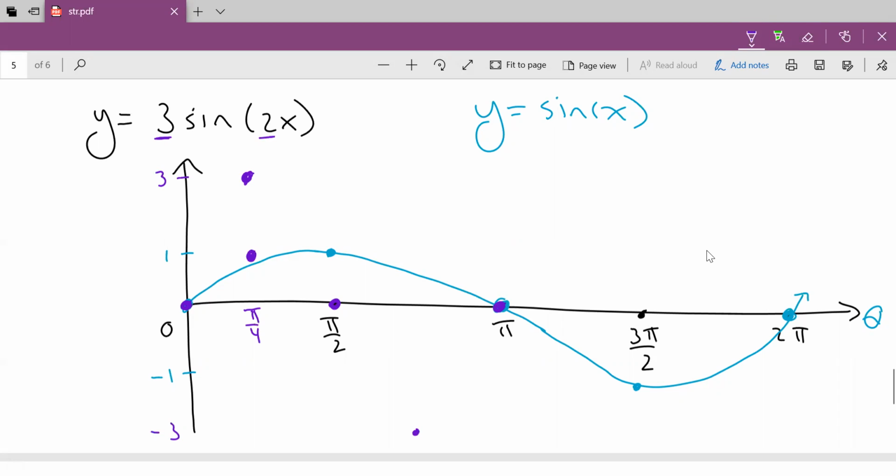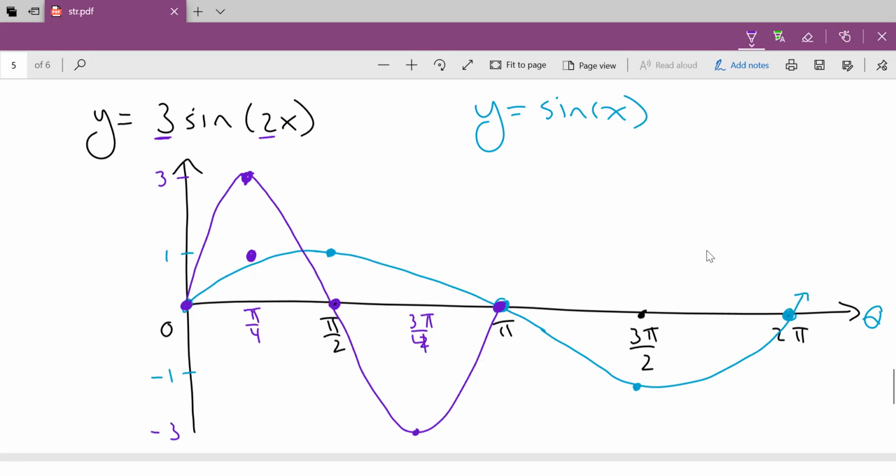I've moved my key points. I've moved my theta intercepts. I've moved my max. I've moved my min. And there it is, just like that. And this part right here would be 3 pi half, halfway between pi half and pi. Oh, sorry, 3 pi quarter. I'm a liar. 3 pi quarter. There it is. Okay, a really easy way to sketch this.